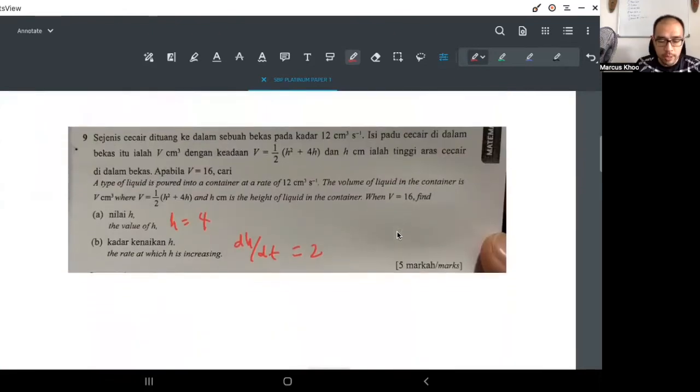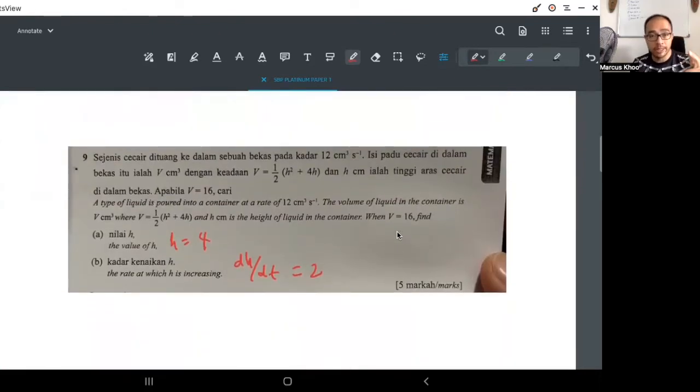A type of liquid is poured into a container at a rate. Okay, so this is 12 centimeters cube per second. That means this is dV dt. Okay, because V is centimeter cube and second is time lah. Okay, so dV dt answer is 12.